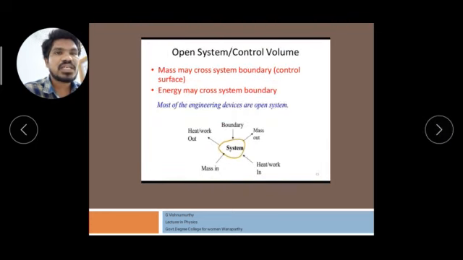Again we will see the open system. The mass may cross the system boundary, the control surface, and the energy may cross the system boundary. In this open system, the mass and the energy both are transferred from system to surroundings, and surroundings to system. That's why it is called the open system.